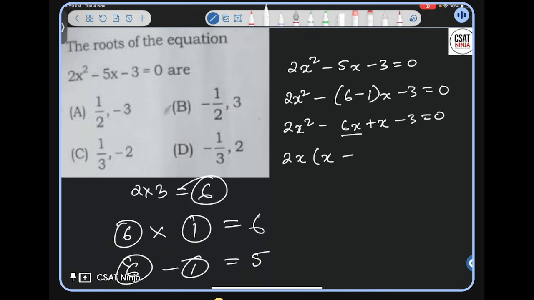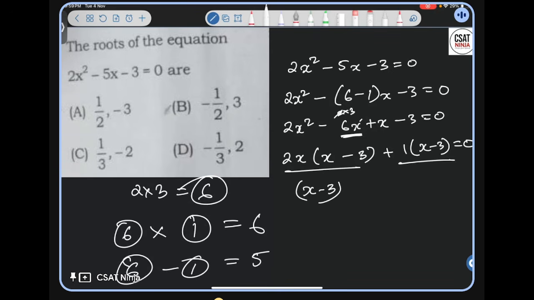X will be left. If I take 2x out, 6 can be written as 2 into 3. So if I take 2 out and x out, then 3 will be left. Plus, there's no common, means I'll just take 1 out, x minus 3 equal to 0. If you look at this term and this term, you will see that x minus 3 is present in both. That means it is common.